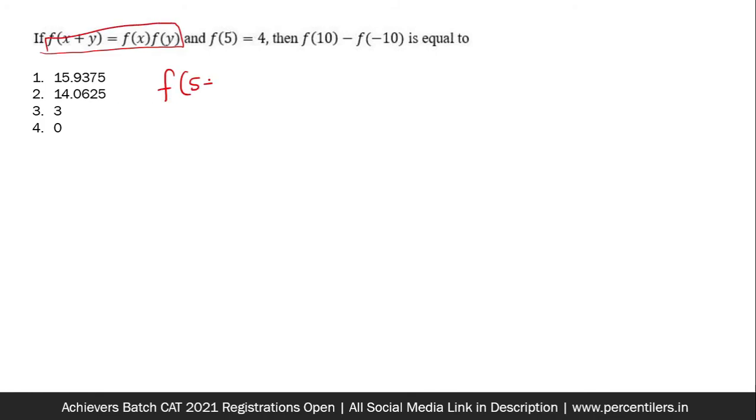I'm going to take x and y both as 5. So this will become f5 into f5. That means the square of f5. And this becomes f10. f5 we have been told. So I think we get the value of f10 as 16.